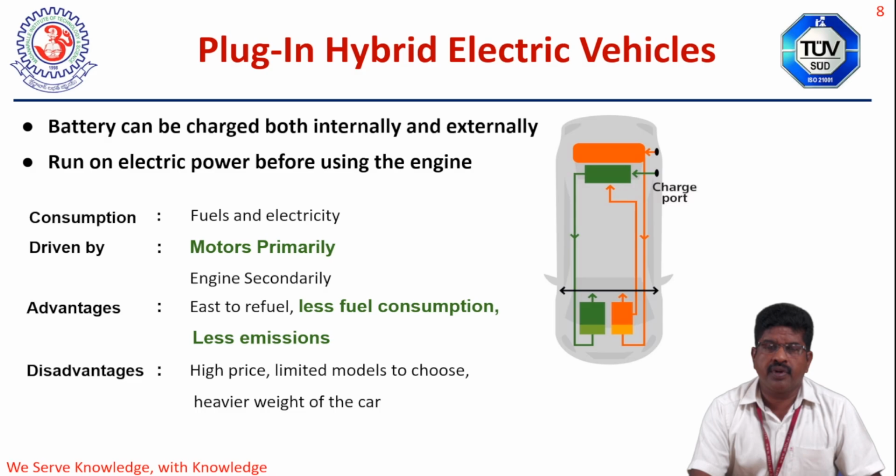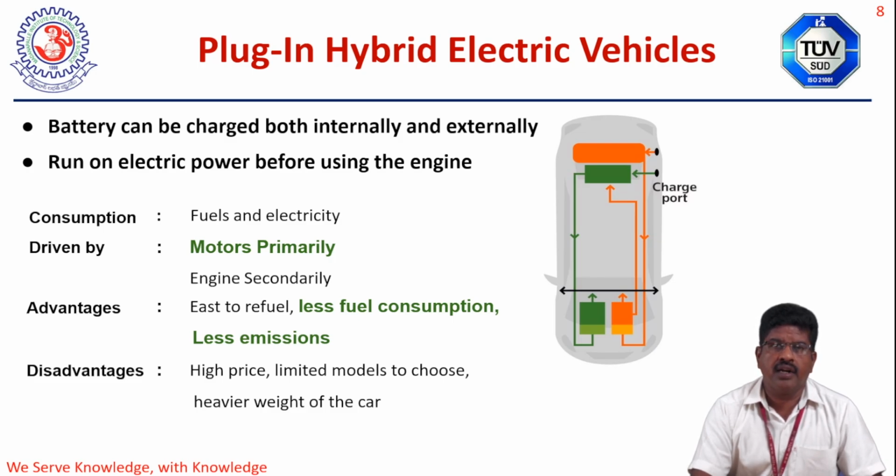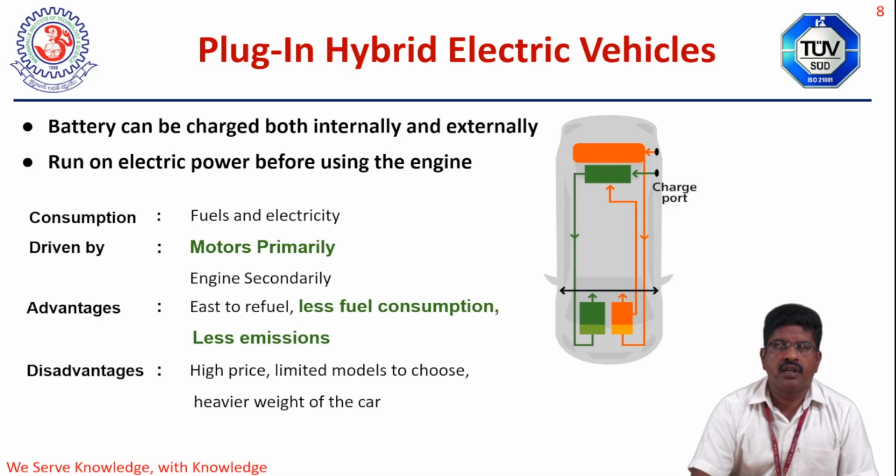Coming to the next type, called plug-in hybrid electric vehicles, we can see that the battery is charged both internally and externally. These types of vehicles run on electric power before using the engine. Similarly, these vehicles consume both fuels as well as electricity. These vehicles are driven by the motors primarily and secondarily by the engines. The advantages of this type of vehicle are that it is easy to refuel, it consumes less fuel, and at the same time it gives out fewer emissions of carbon dioxide.